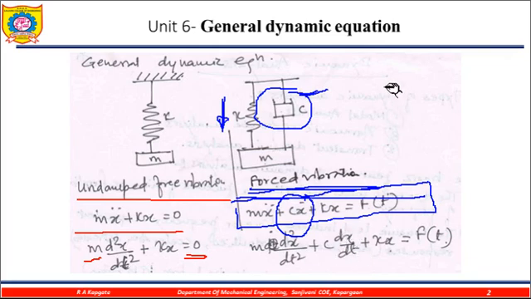You already studied in vibration that a double dot means the second derivative, and the single dot is only the first derivative. Hence m multiplied by d square x divided by dt square plus c into dx by dt plus k into x is equal to function of t. So this is the forced vibration. Here in free vibration the force vector is not there; here the force vector is available.